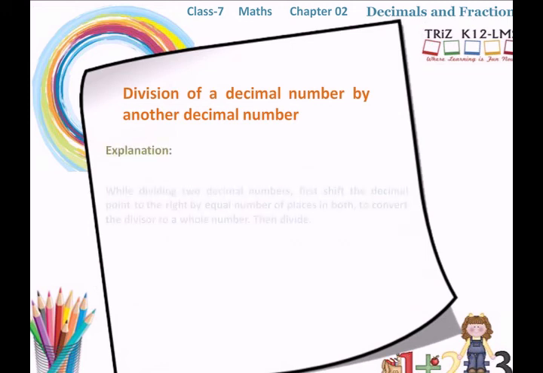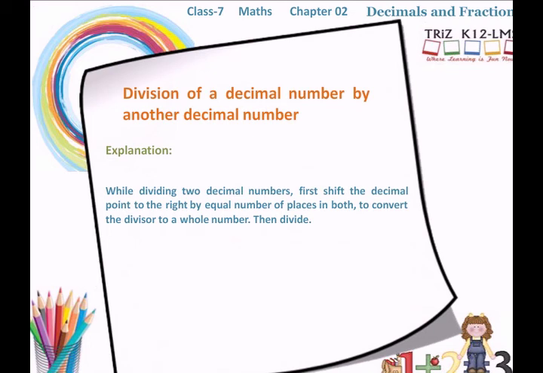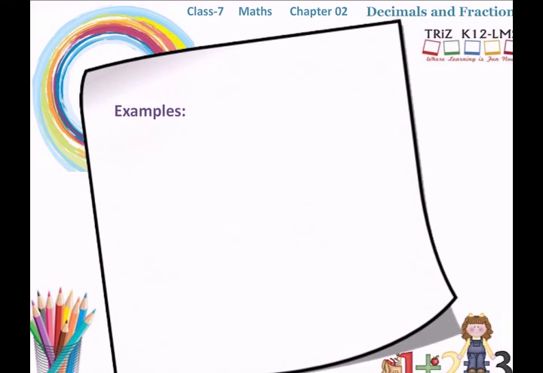Explanation: while dividing two decimal numbers, first shift the decimal point to the right by an equal number of places in both to convert the divisor to a whole number. Then divide. Examples: 27 divided by 0.03 is equal to 2700 divided by 3 is equal to 900. 3242.5 divided by 0.5 is equal to 6,485.